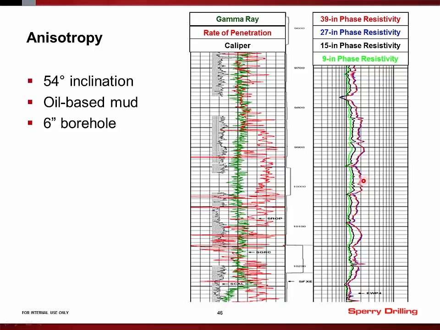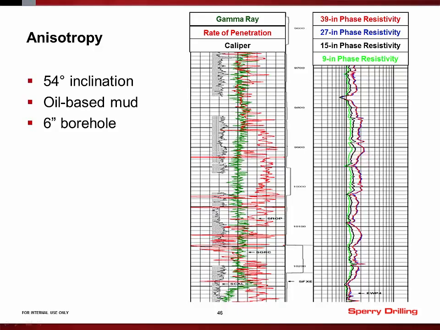In the EWR phase 4 in particular, there's this characteristic split where you have the 9 and 15-inch measurements separated away from the 27 and 39-inch measurements, which stack on top of each other. The reason they stack is because they're actually running at different frequencies, and the difference in frequency effectively cancels out the difference due to anisotropy.